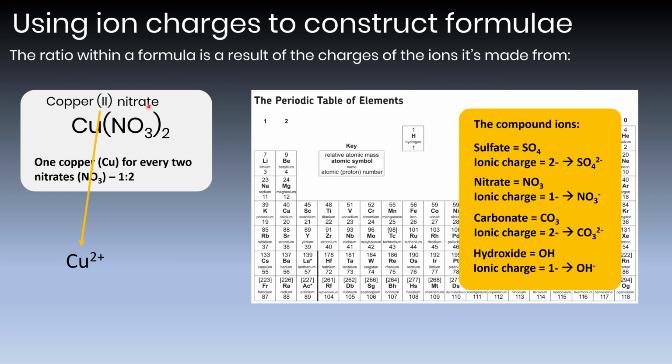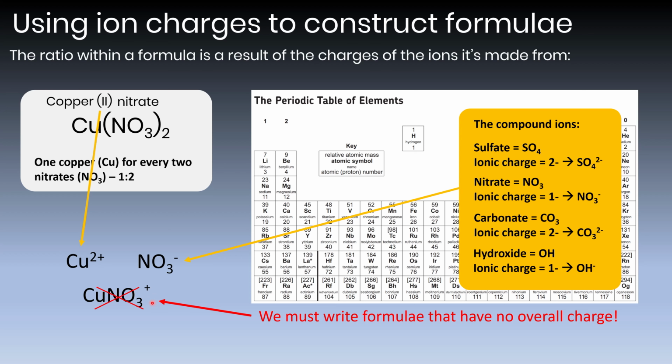Nitrate is a compound ion, so it's NO3 with a 1- charge. So this whole NO3 group only has a 1- charge. We've got 2 pluses and 1-. If we paired them together 1-to-1, then there'd be more positives than negatives, so this would end up with a positive charge, which is wrong. So instead we need 2 nitrates, each with a 1- charge, to cancel out the 2 positives of the copper ion. So we'd get Cu(NO3)2.